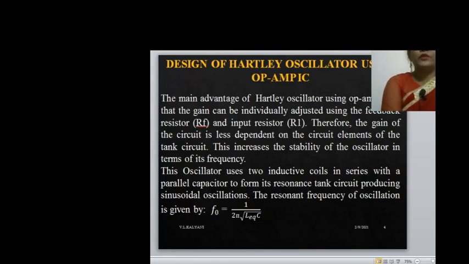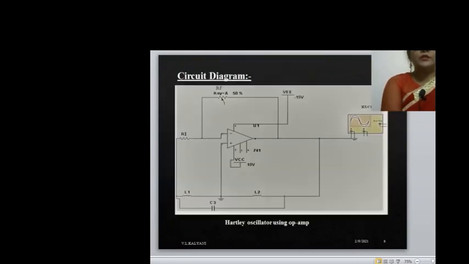If you want to design the Hartley oscillator for some particular frequency, you can find the component values using this formula, and this is the circuit of the Hartley oscillator using op-amp. Here this is the op-amp IC. We are using the 741 op-amp IC, but you can use other general purpose op-amp ICs, or you can design with high speed ICs.